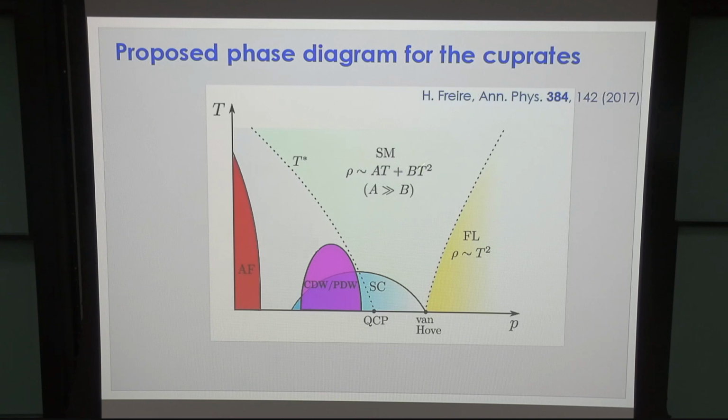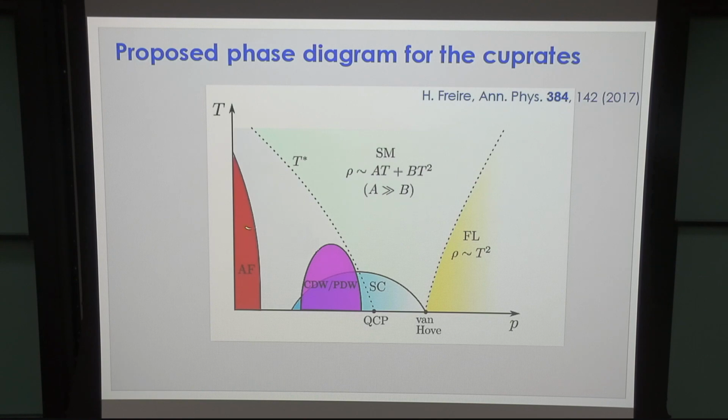Which is much smaller than this contribution. Of course, if you go to very high doping, there are no hotspots anymore because there is no intersection of the Fermi surface with the antiferromagnetic zone boundary. So one recovers the T squared term. Of course, there is a crossover region here.